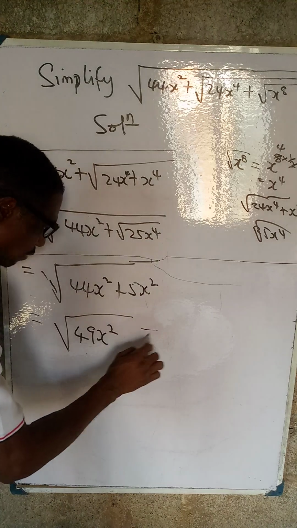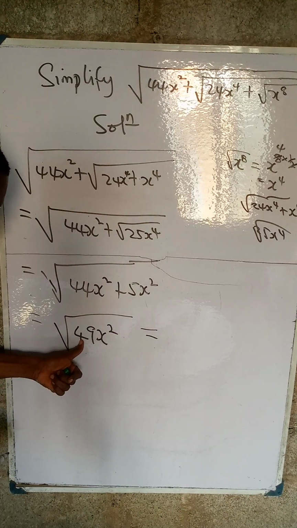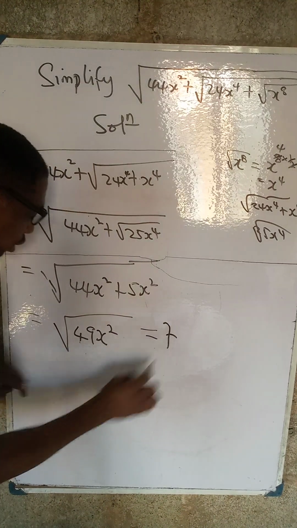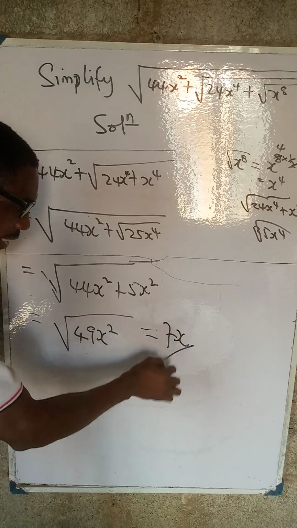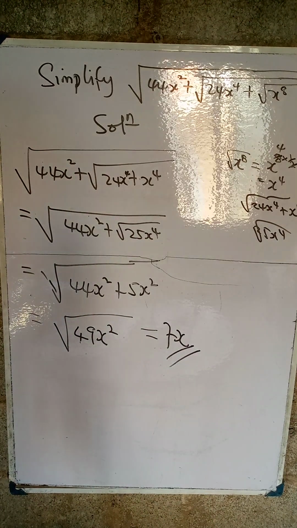Right. And finally, the root of 49 is 7. The root of x raised to the power 2 is x. Final answer. There you have it.